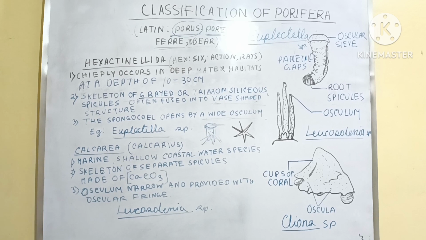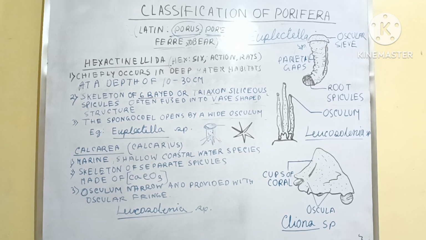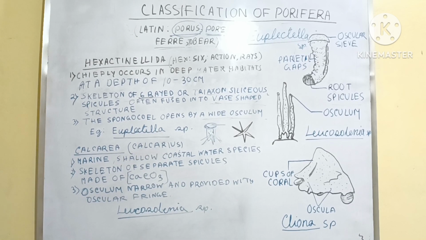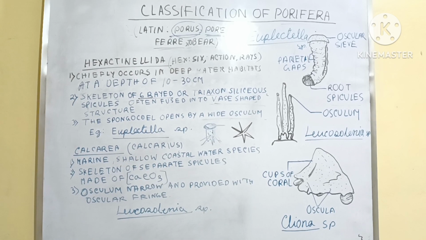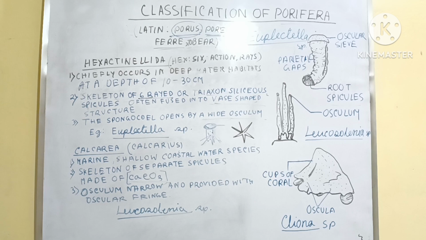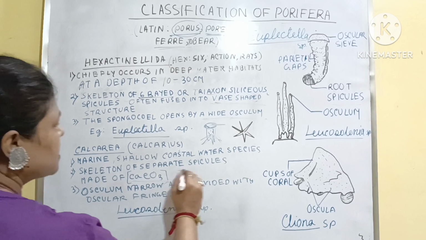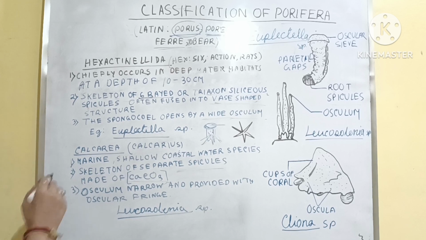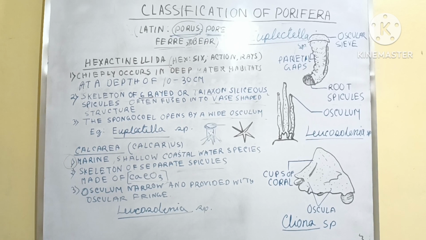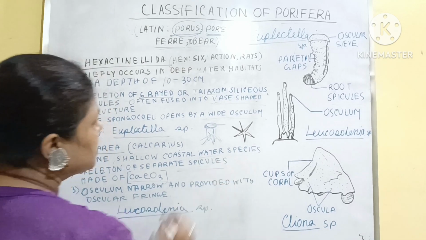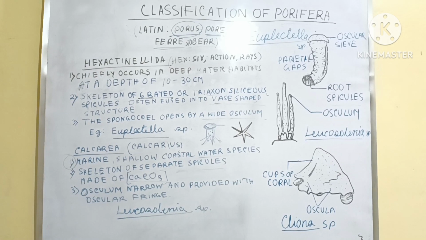Second class is the Calcarea. Calcarea means calcareous, the body skeleton is made up of calcium carbonate. Clear? Body skeleton or the separate spicules are made up of calcium carbonate, and these are actually marine or shallow coastal water species.